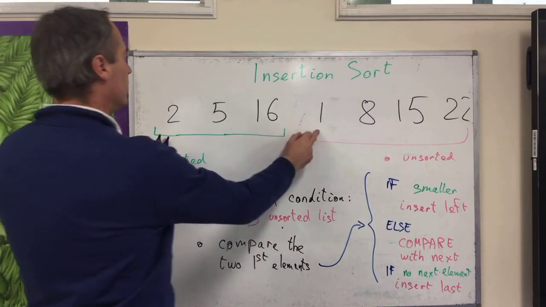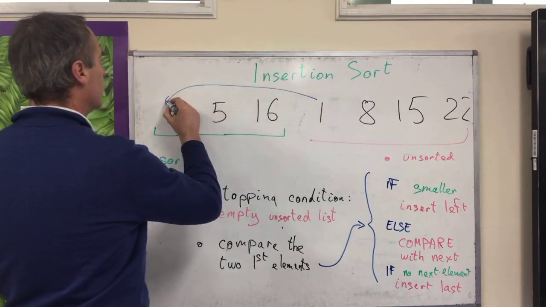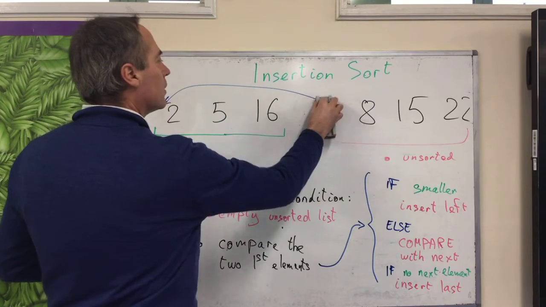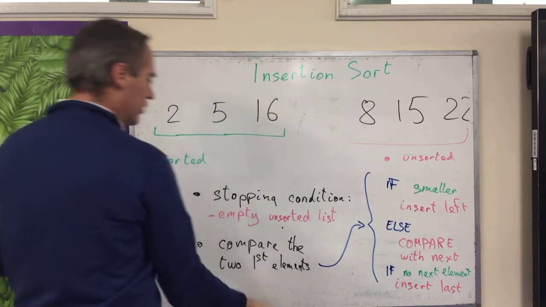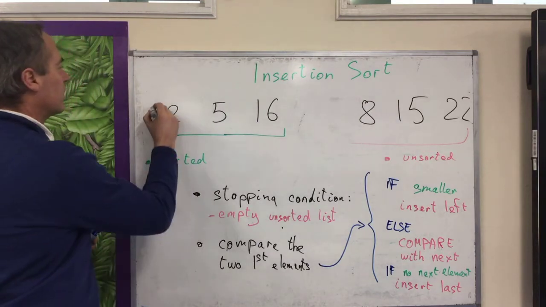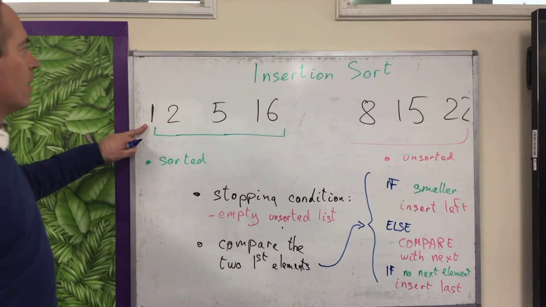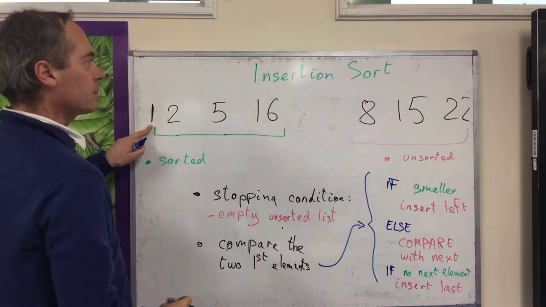But now we are comparing 1 with 2. So 1 is smaller than 2, so 1 is going to go over here. Now, at some point, I'm going to need to redraw my list, but I've got 1 there.